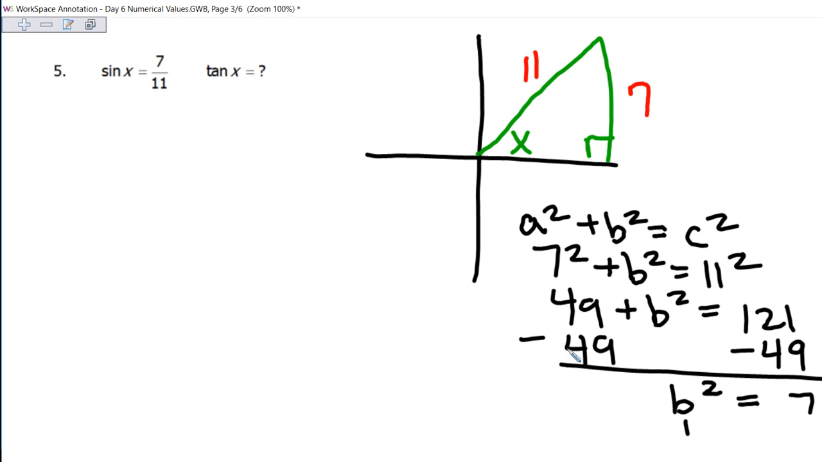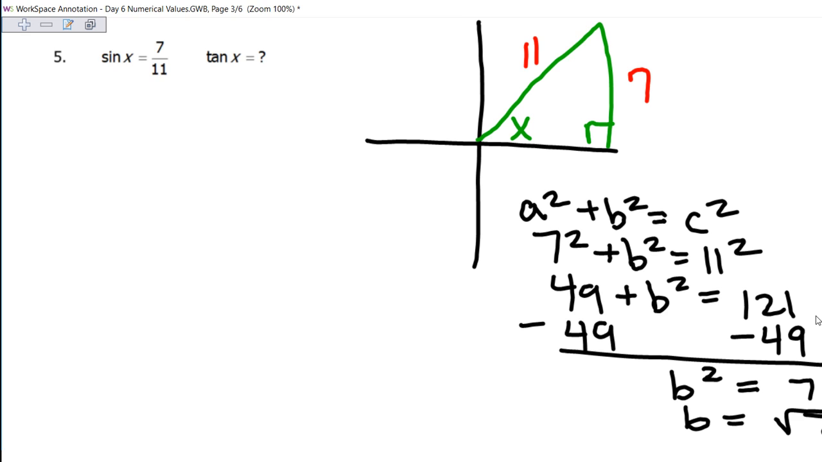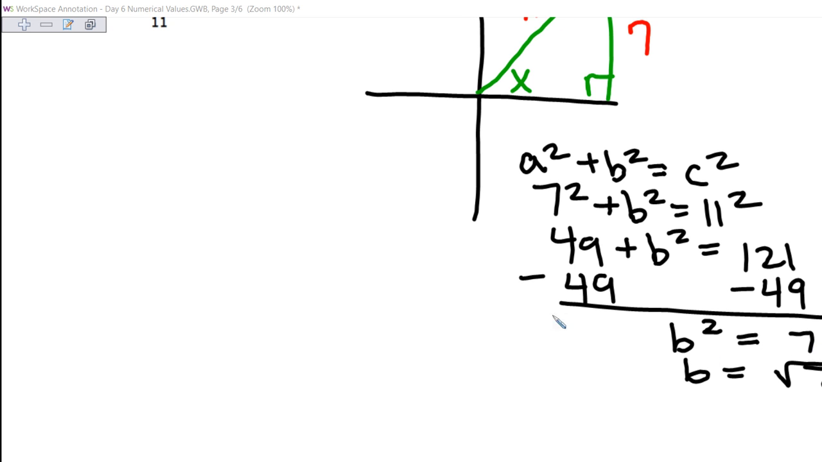So should I leave this as b equals the square root of 72? No, 36 times 2. So when you simplify that, it would be 6 square root of 2. So the adjacent side is 6 square root of 2.